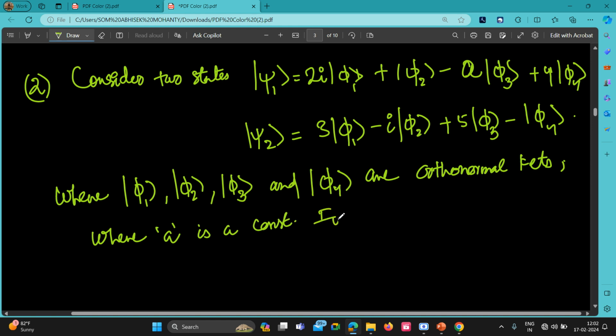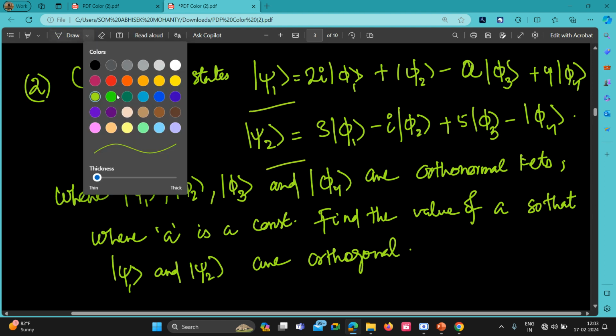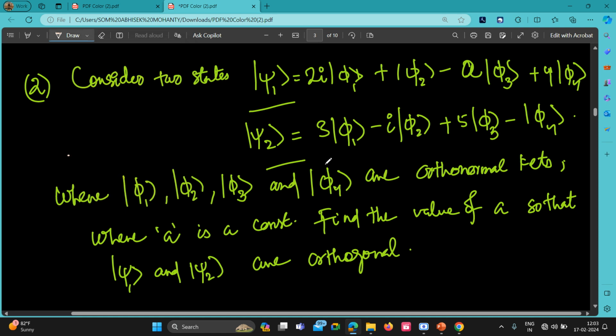Find the value of a, so that psi 1 and psi 2 are orthogonal. Is it all right? Okay, so psi 1 is given, psi 2 is given, so you have to find it. So orthogonal, as I have told you, psi 1 and psi 2 are orthogonal.